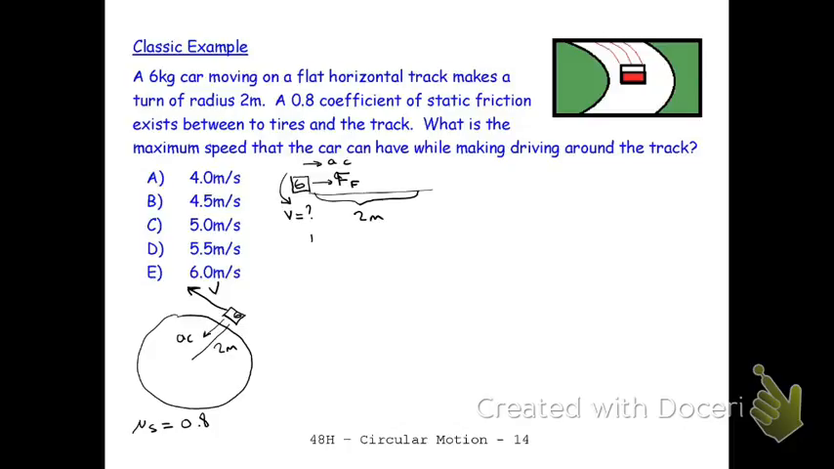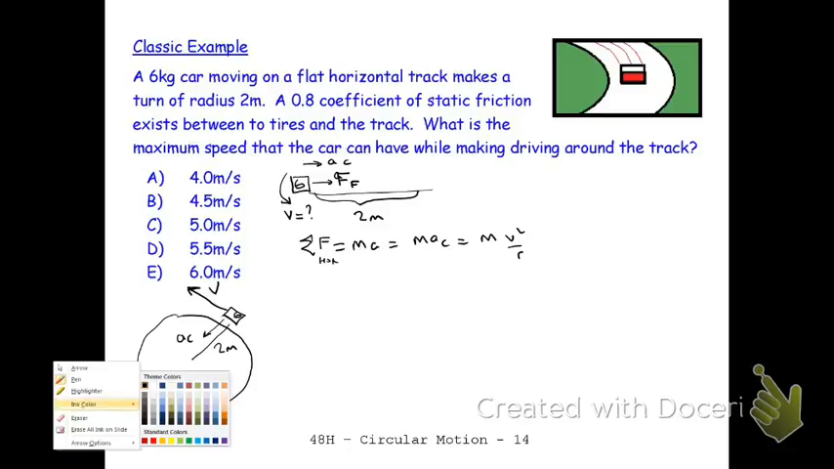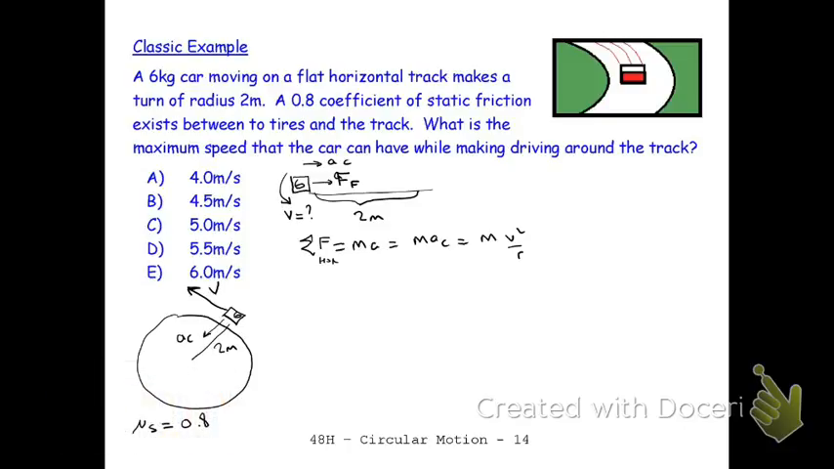Okay. The sum of the forces equals MA. And we'll say horizontal, which equals MAC, which equals M V squared over R. Now I'm looking at this diagram and I'm saying, well, this is fine, but I don't know what that horizontal force is. So I need to find that horizontal force. And you can do it on this diagram or you can do it over here.